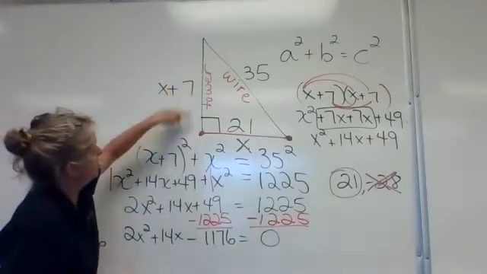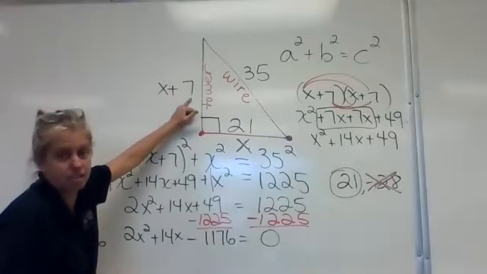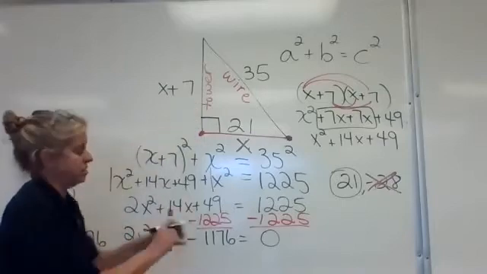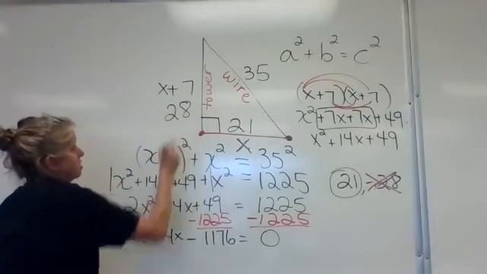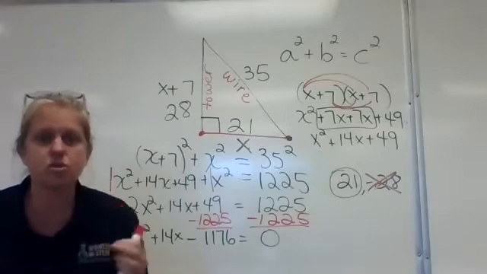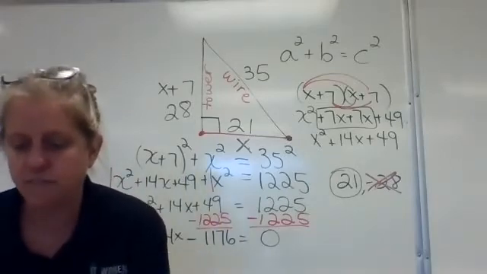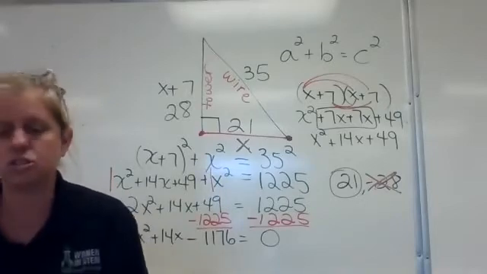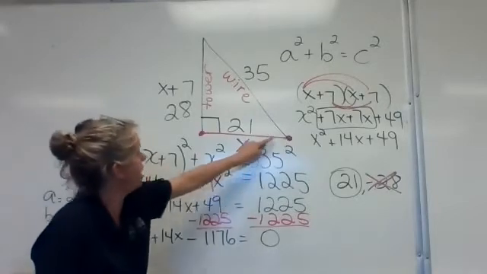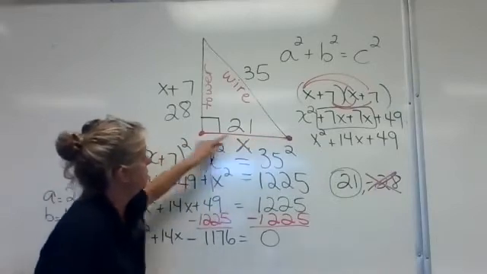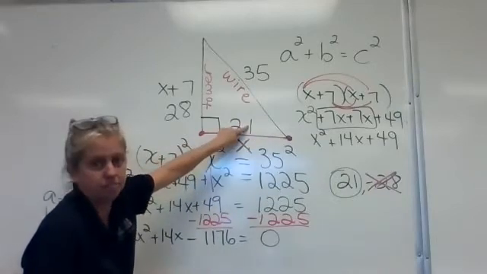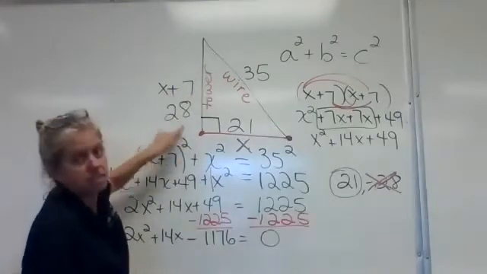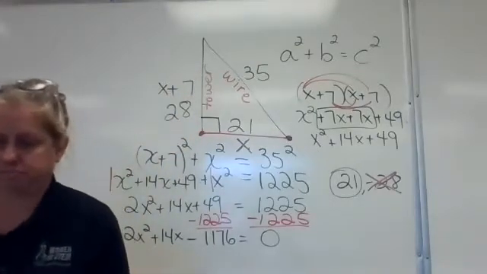Then this side is represented by whatever my X is, which now I know is 21. Add 7 to it. So this side will be 28. So when you're answering the problem, the first question says the distance from the wire to the tower. So from the wire to the tower is 21. And then the height of the tower is that 28.